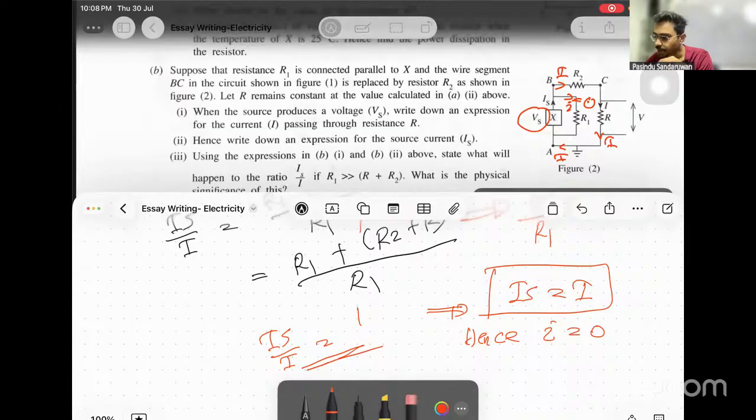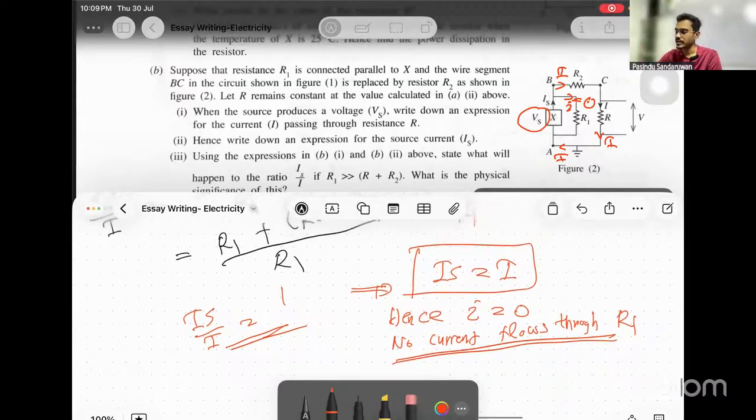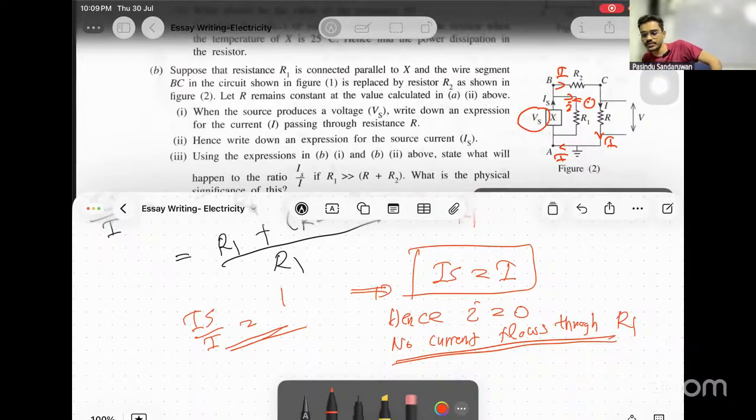There's no current flowing through R1. Then physically what happens is, I equals 0, then no current flows through R1. Right, then physically, this is what is happening. No current flows through R1. Right, see, that was a beautiful flow.